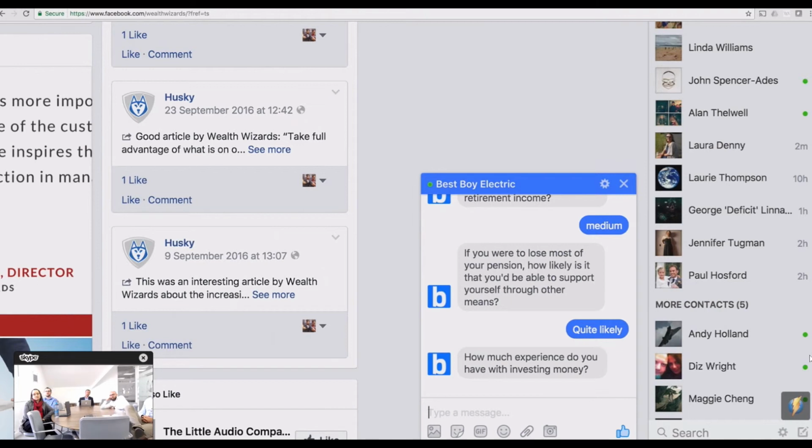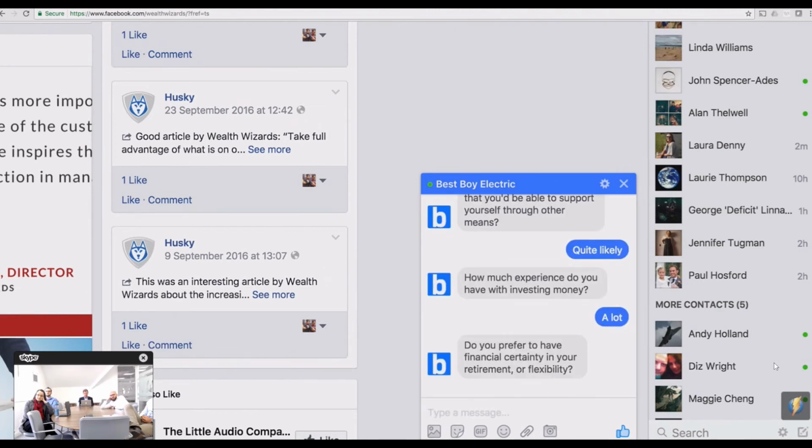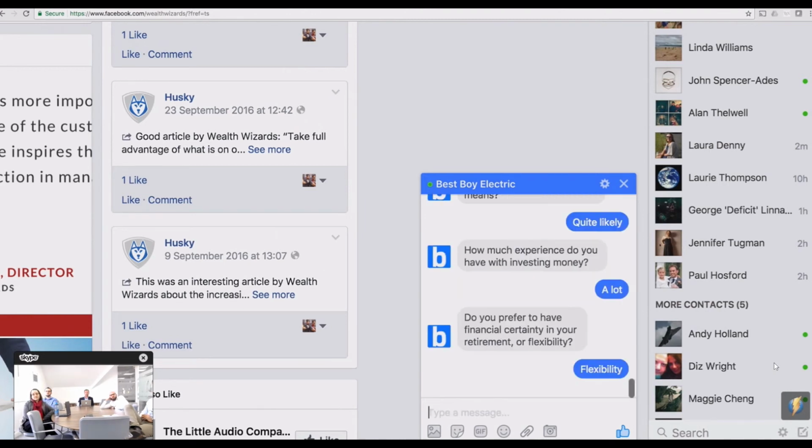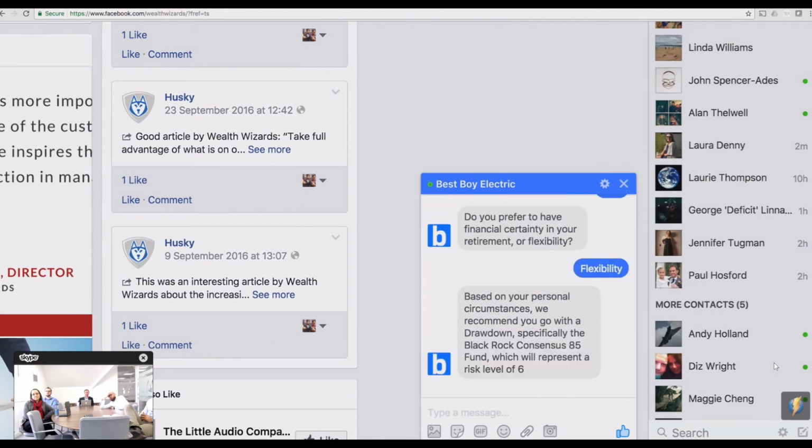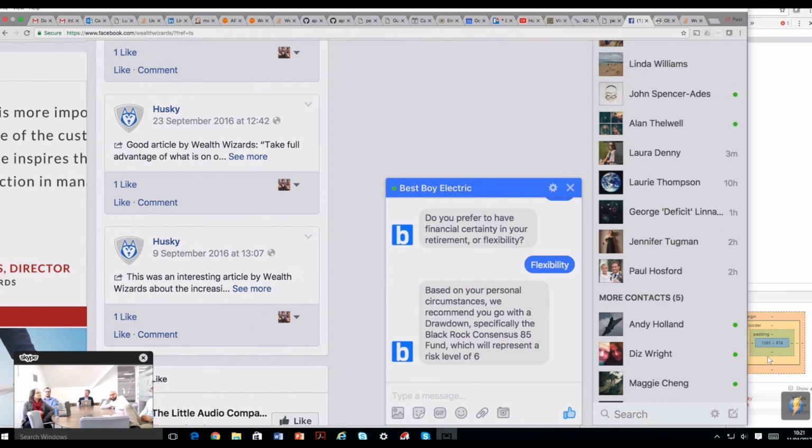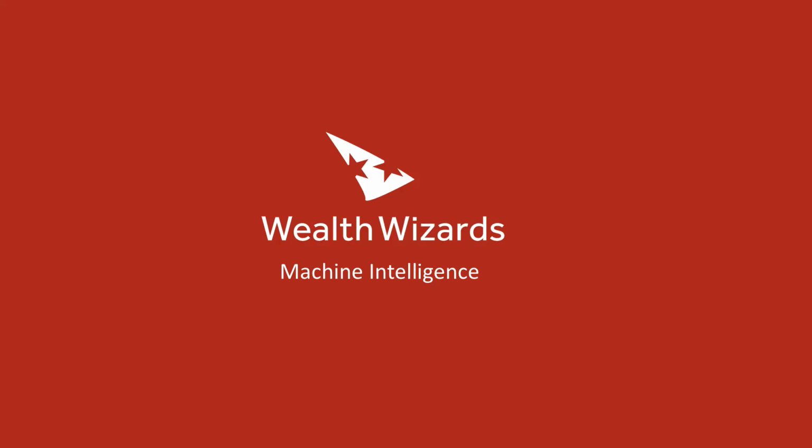And this one's about our investment experience. So I'm going to say I've got a lot of investment experience. And then finally, it wants to know what my preference is for my retirement product. So I want flexibility. I want to take some investment risk. And the machine has correctly recommended a drawdown product, and it's so clever it's also told me which fund I should go into within that product, and it's correctly worked out my risk level is still 6, it hasn't needed to be moderated for any of those factors. So, thanks a lot.